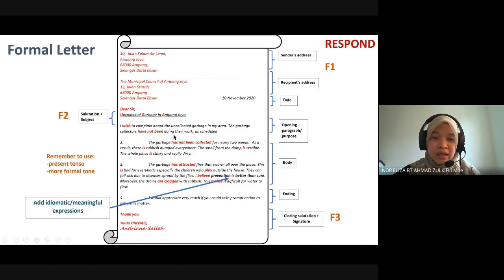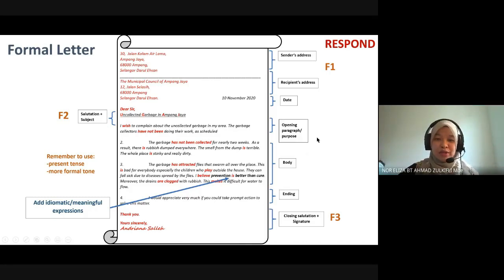And look at all the points that were given in the question; they are all in the writing already, in the essay already. You must include all the points here, even the suggestion. And then remember, when you write a letter, it is in present tense. And a formal letter is already a formal tone. So here, "prevention is better than cure." What is this? So add in some idiomatic or meaningful expressions in your writing, at least one, to show that you know how it is used and it is used effectively in your writing. So this is an example of a formal letter.